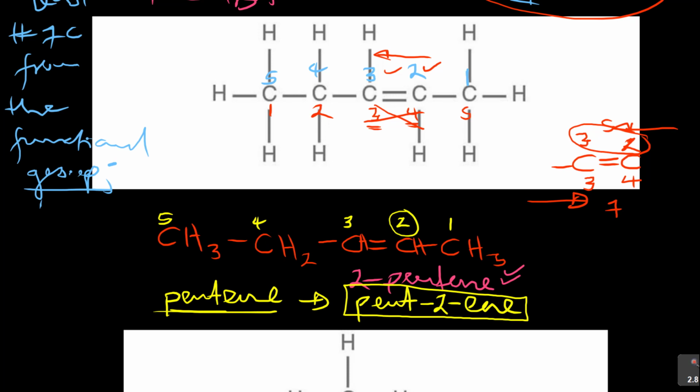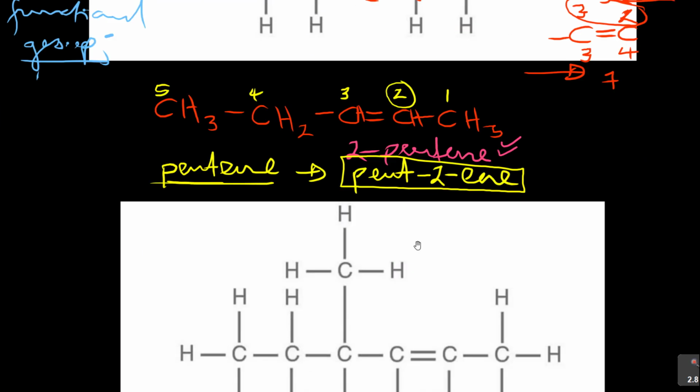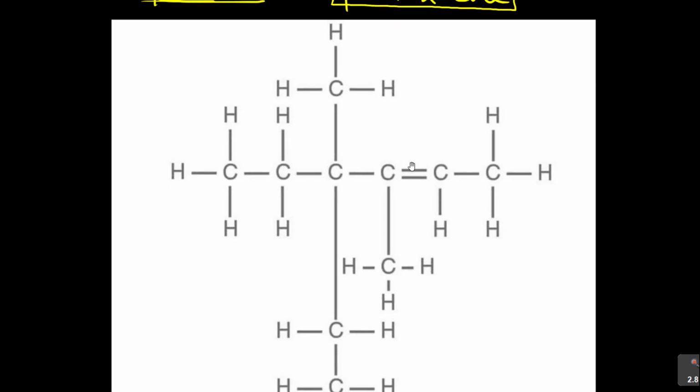So remember, guys, the first step is to identify your functional group. In this case, we're looking at alkenes. So look at the carbon which has got the least numbering, the smallest number, and we say it is carbon 2. And then from there, you can now name the structure. Let's go to the next one. This is the next structure.